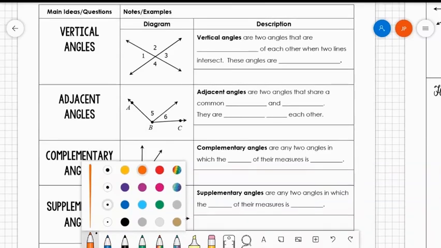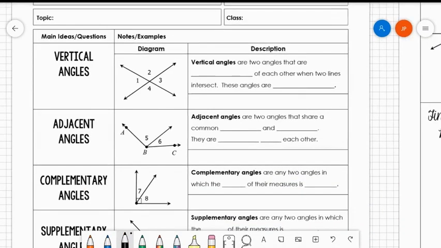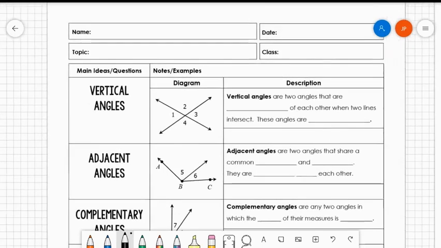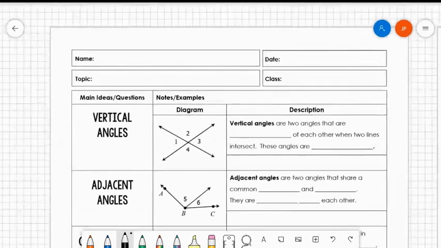Okay, the next thing we're going to look at is a couple different angle relationships that are going to help us solve problems, kind of like the second set of ones that we were looking at on the last set of notes. The first kind of relationship we're going to look at is right here, vertical angles.